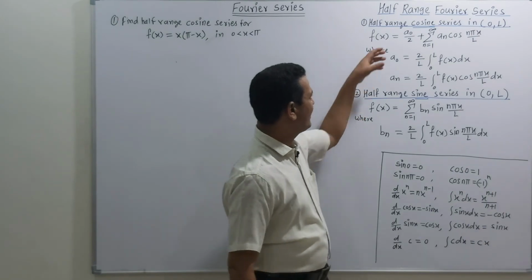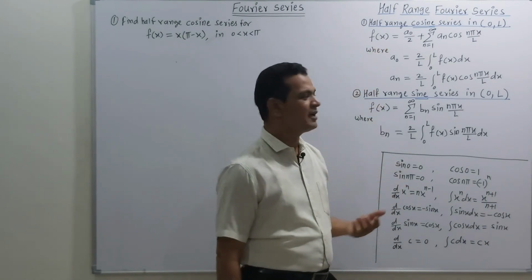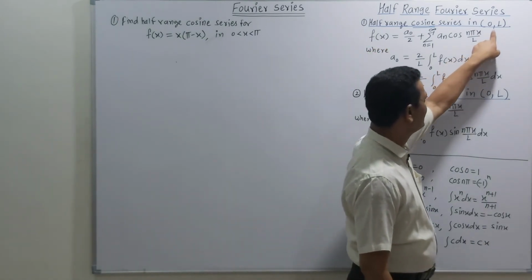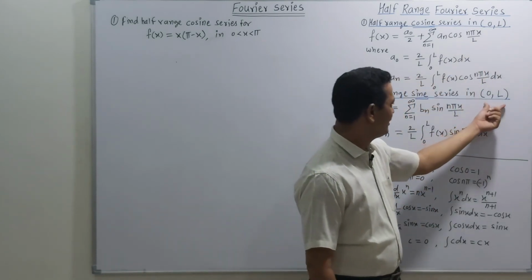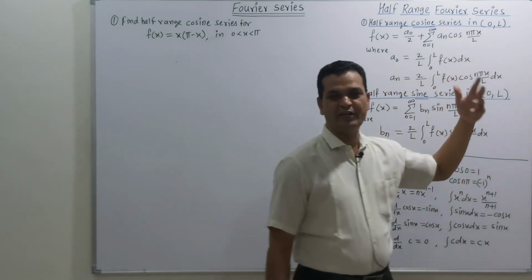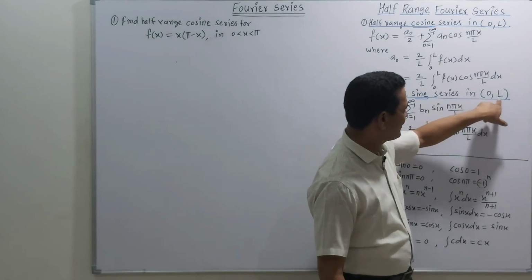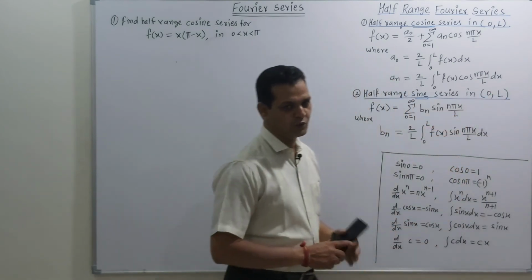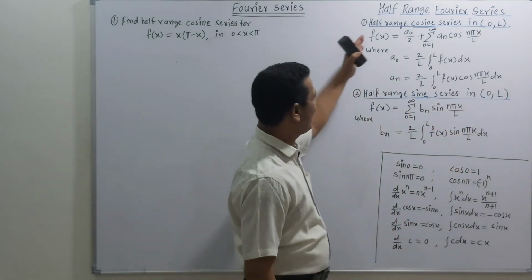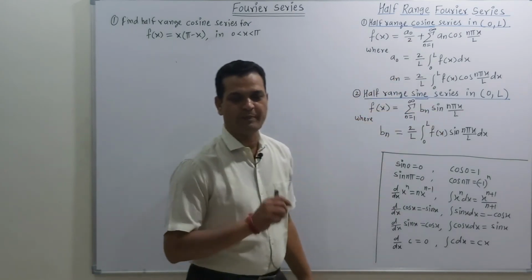Now friends, whenever a half range sine or cosine series is there, the interval is 0 to L. So this is very important. Please remember that for this half range series, the length of the interval is from 0 to L. Now to understand the first concept, the half range cosine series, we have prepared this video.